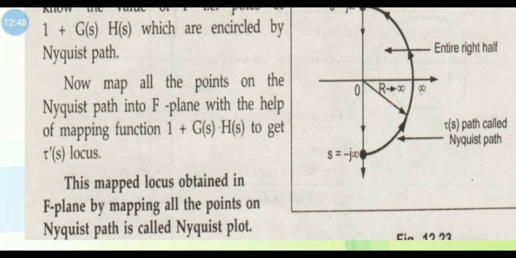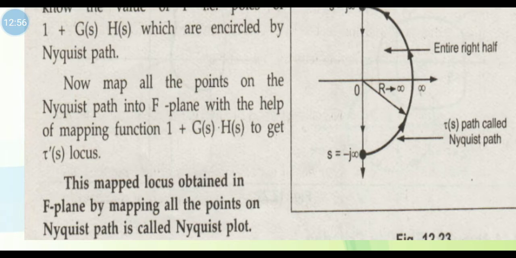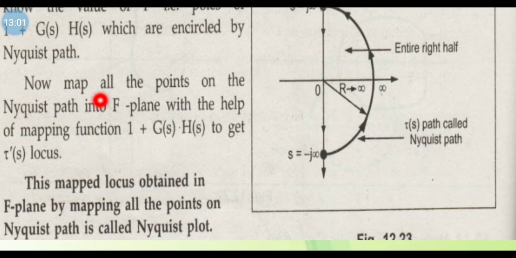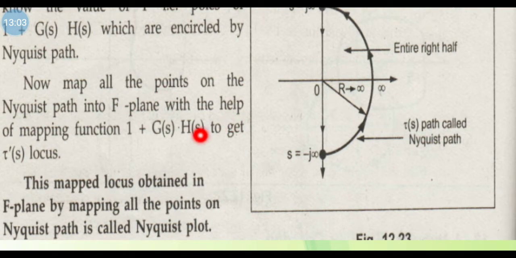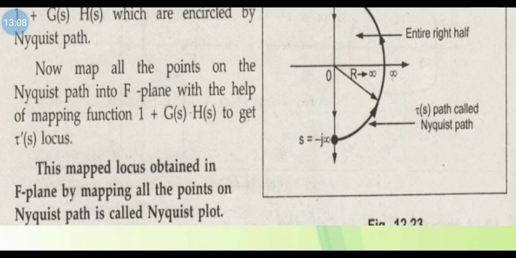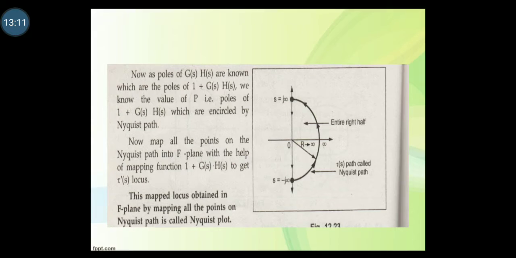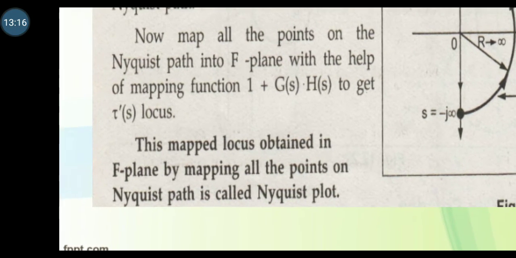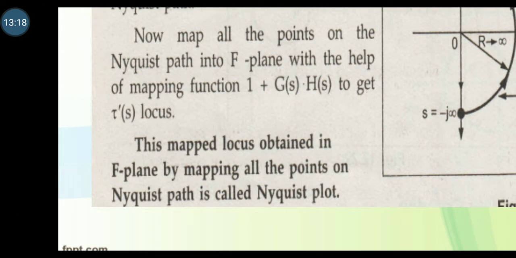Then map all the points on the Nyquist path into the F plane with the help of the mapping function 1 plus G(s)H(s) to get the locus. Whatever mapped locus is obtained in the F plane by mapping all the points on the Nyquist path is called the Nyquist plot.